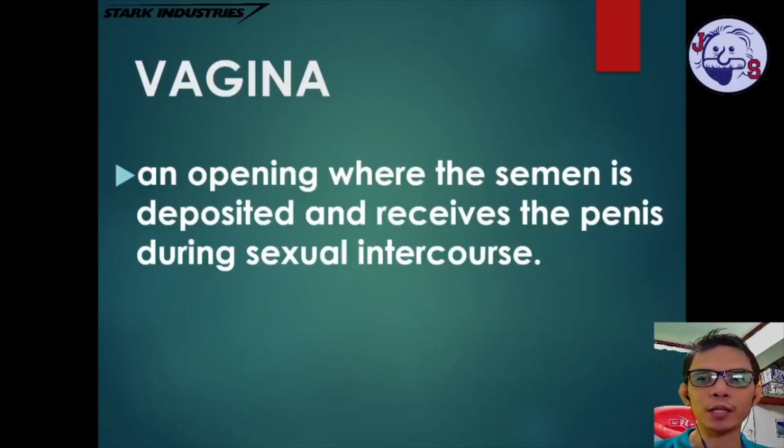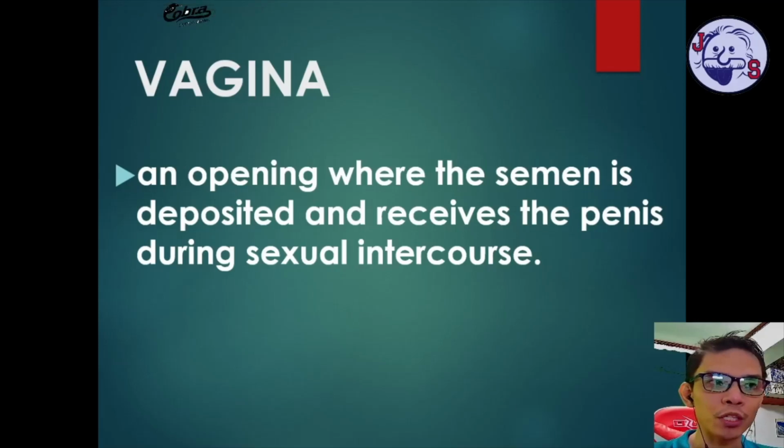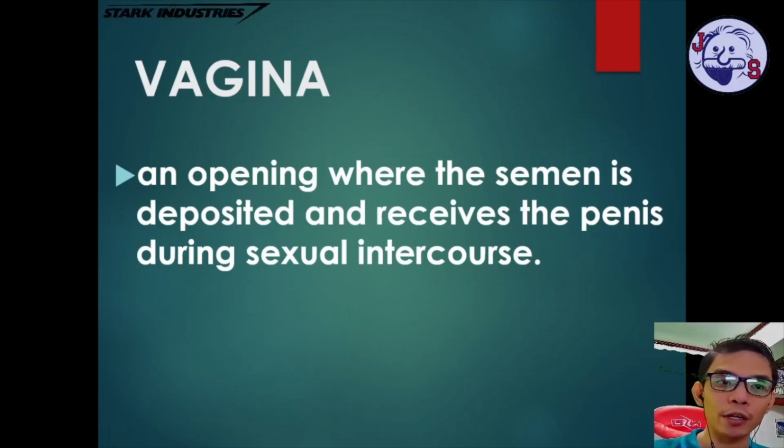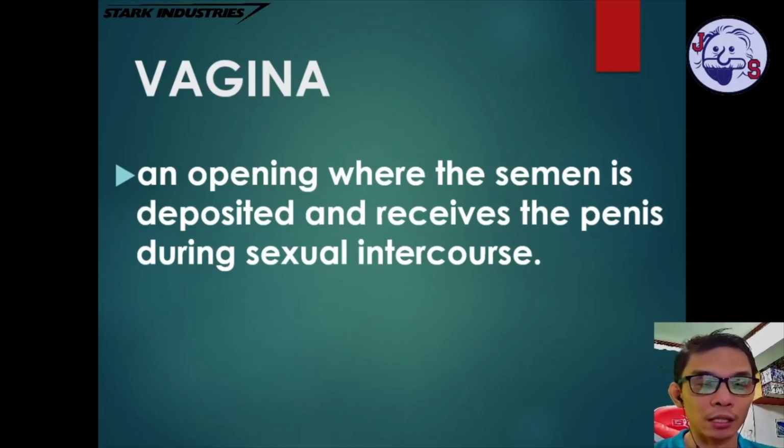The last organ that we have right here is the vagina. The vagina is a very important organ. Why? It is the one that receives the penis during sexual intercourse, and this is also where the sperm or the semen is deposited during that process.